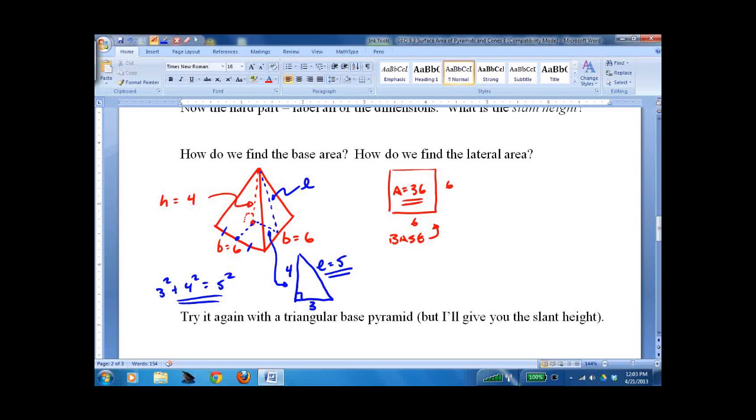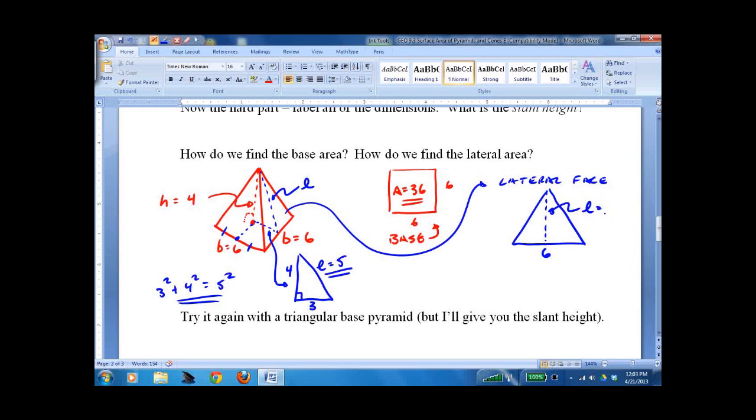So, if L is 5, now we draw the lateral face. We have the whole base edge of 6. We have a slant height L of 5. Well, the area of that is just 1/2 times 6 times 5, which is 15.